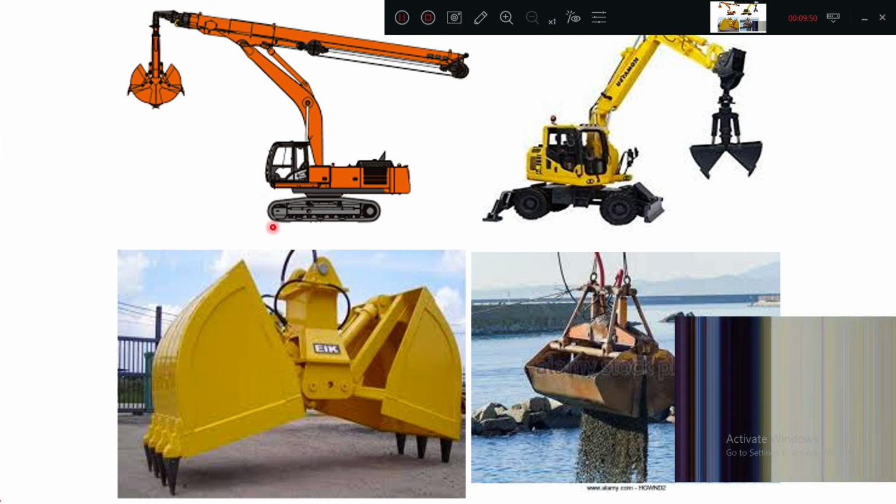It is also chain or crawler mounted. Here you can see the tire mounted. Both operations are possible. This is a smaller one. Maneuverability is more, speed is more. But here this is slow moving, but its capacity is large.